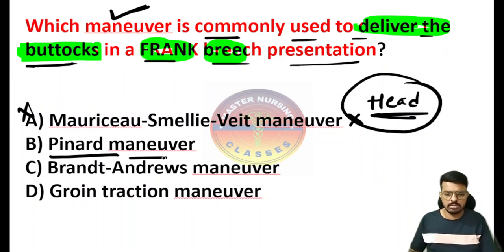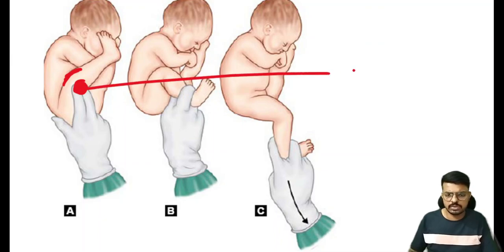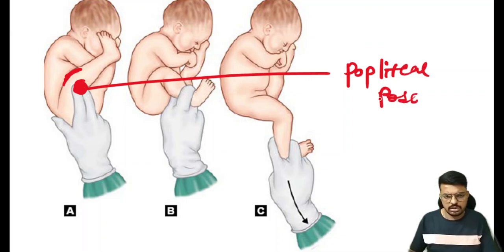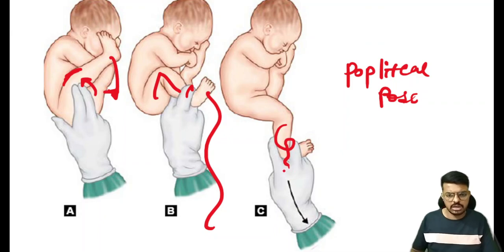Then comes the Pinard maneuver. In the Pinard maneuver, the hip is flexed and the knee is extended. First I have to deliver the foot, so I put pressure on the popliteal fossa. What is the popliteal fossa? It is the particular area behind our knee, here behind the baby's knee. When the healthcare provider applies pressure in the popliteal fossa, the baby will flex his foot down. Then I hold the baby's foot and deliver it like this.